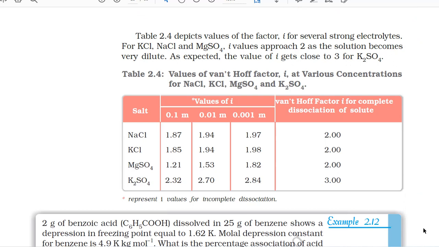Table 2.4 depicts values of the Van 't Hoff factor for several strong electrolytes. For KCl, NaCl and MgSO4, Van 't Hoff factor values approach 2 as the solution becomes very dilute. As expected, the value of i gets close to 3 for K2SO4.